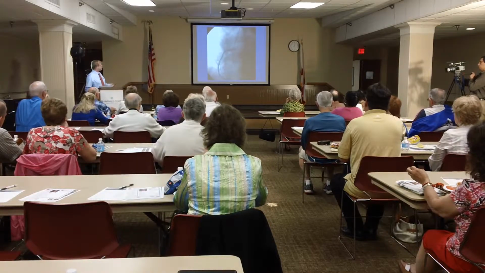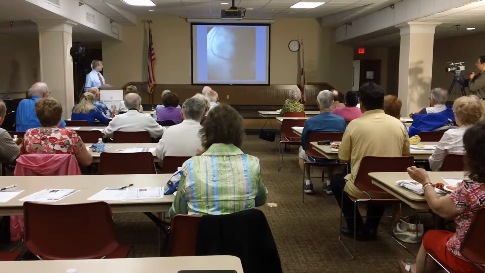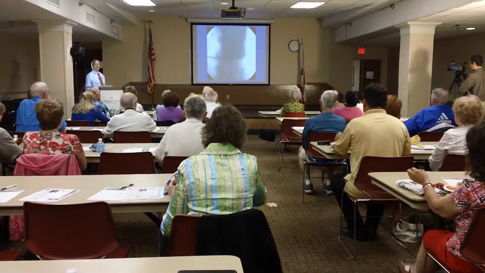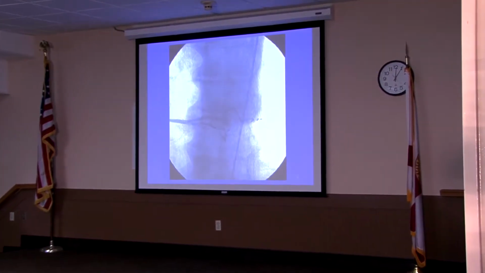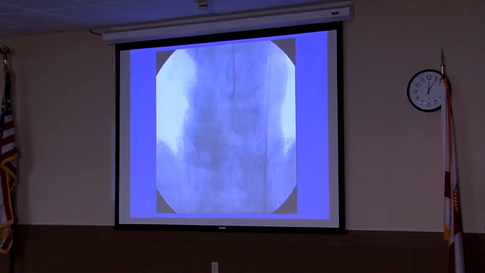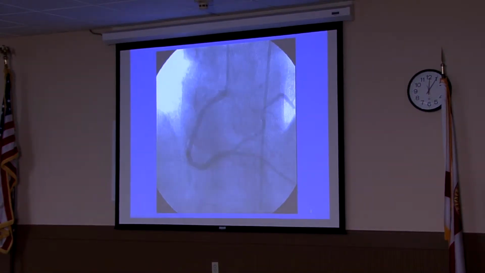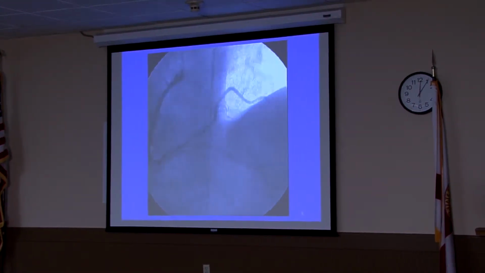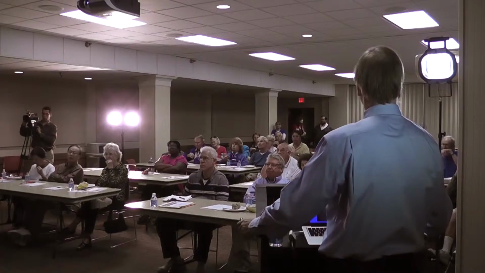Here is another picture. This is of a right coronary artery. This one swings down the right-hand side of the heart and provides blood flow to the bottom surface of the heart. One more view. This is the catheter. This is a right coronary artery. The motion you see is actually the motion of the heart beating.